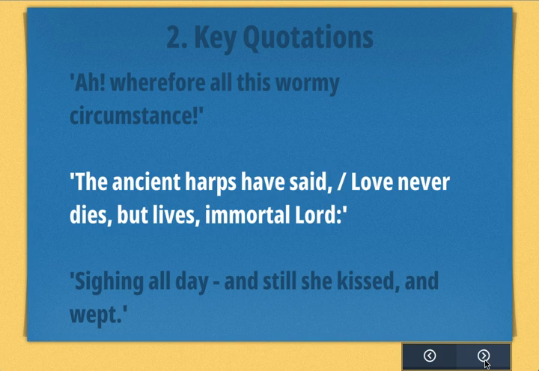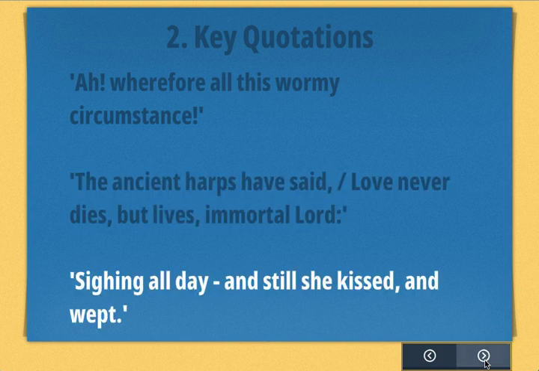It doesn't diminish. And he quotes in the poem, "The ancient harps have said, love never dies but lives, immortal Lord." And we've got a sense that her love is continuing and it's enduring. And again, we get that. The next one, "sighing all day, and still she kissed and wept." So again, this disturbing image of this new version of her love in the final stages of the poem.